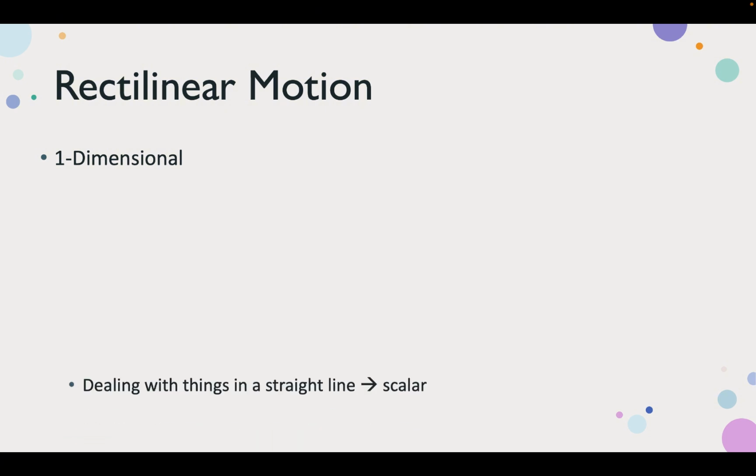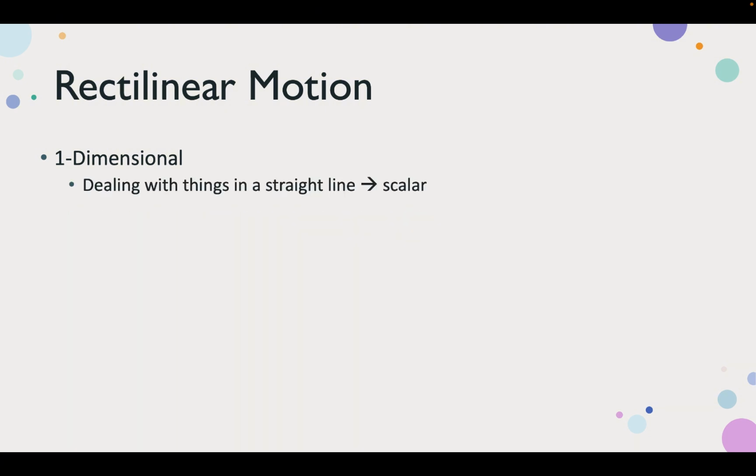So first, let's look at rectilinear motion. This type of motion is dealt with in a 1D format, so we are only dealing with things in a straight line, meaning we only have scalar values.